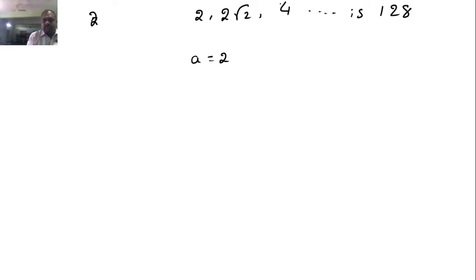Which term of the GP 2, 2 root 2, 4 and so on is 128? Here A is equal to 2 and R is equal to A2 by A1. 2 root 2 by 2, 2 to cancel. That is equal to R value is root 2.